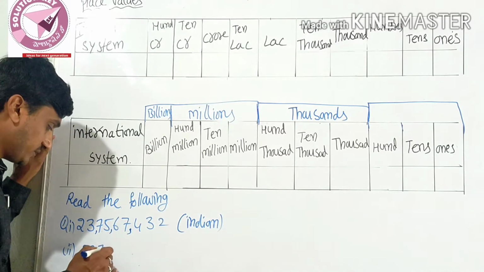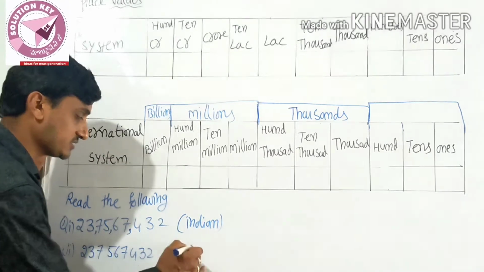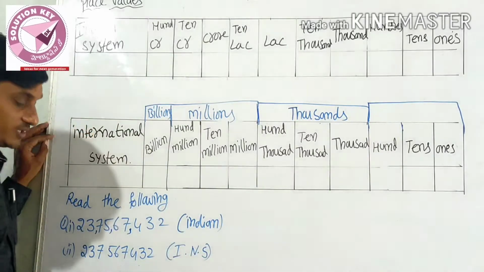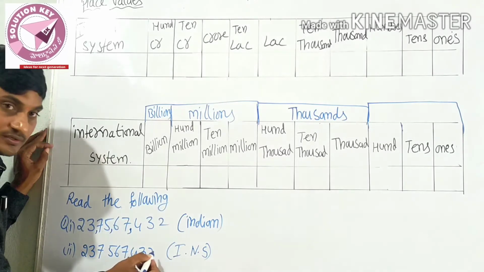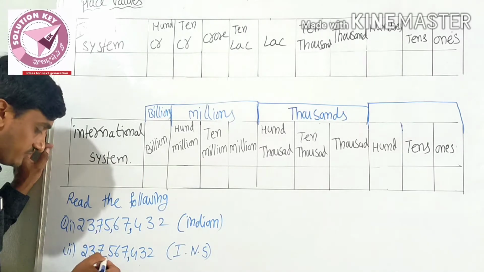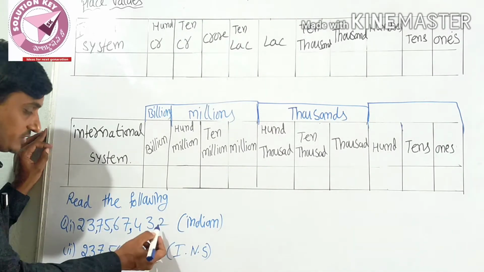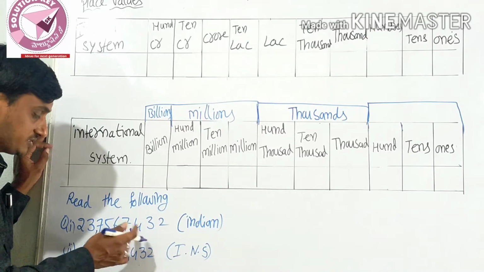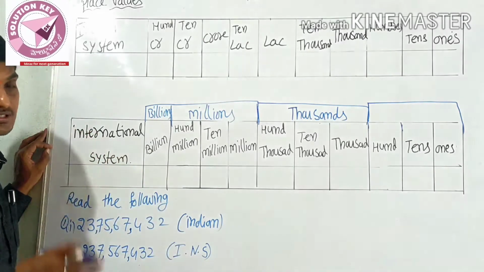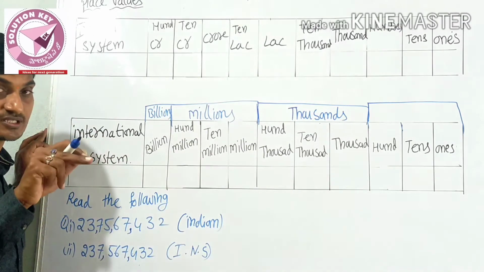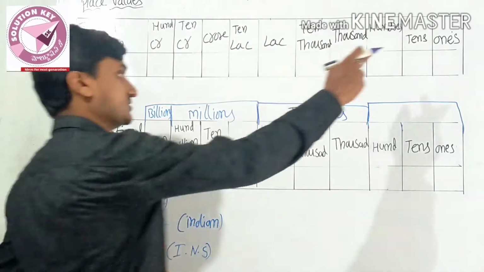2, 3, 7, 5, 6, 7, 4, 3, 2. Now I am taking the international system. In the international system also, take from the right hand side onwards, first 3 digits. Every three digits have one comma. After 3 digits, you take two digits in the Indian system, while in the international system it is 3 digits every time.